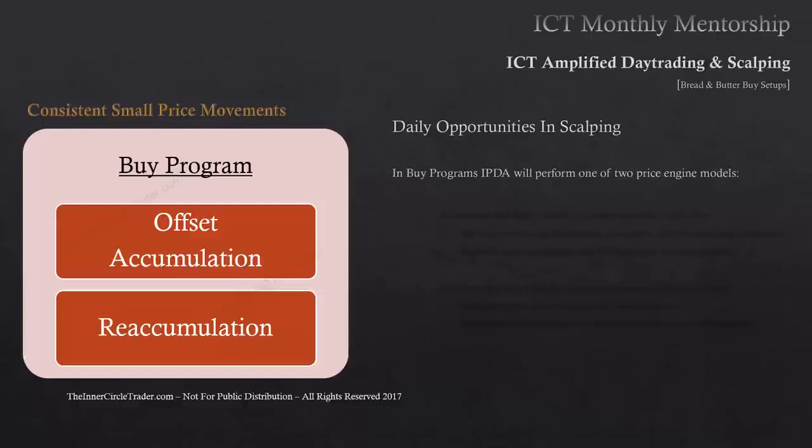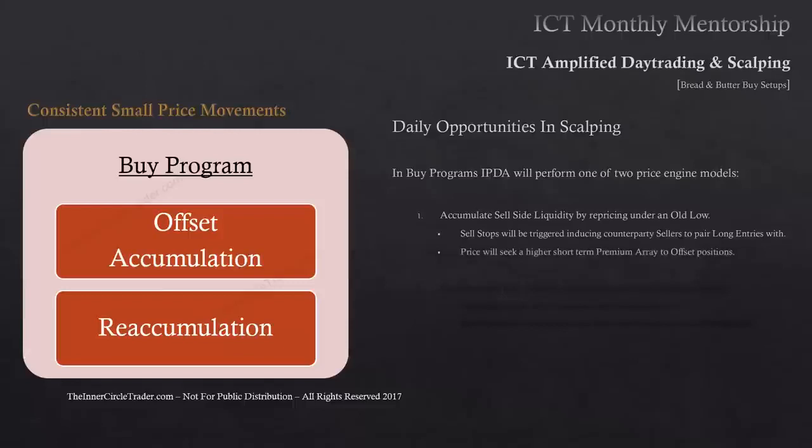Now, in buy programs, IPTA will perform one of two price engine models. The first is accumulate sell-side liquidity by repricing under an old low. Sell stops will be triggered, inducing counterparty sellers to pair long entries with. Price will seek a higher short-term premium array to offset positions. So offset accumulation is the first price engine model.